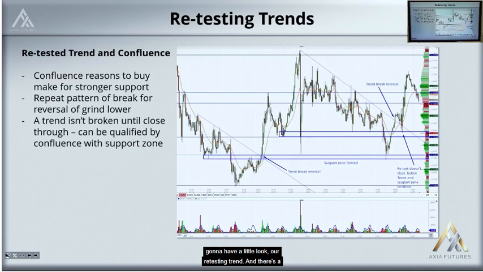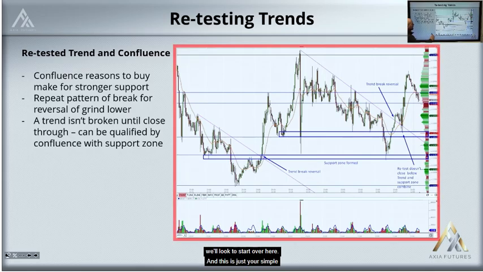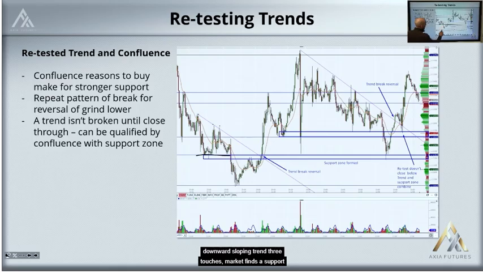So let's go and have a little look at a retesting trend. There's a very similar situation here to the one that we looked at a little moment ago, the first example of the pound against the dollar, this time the euro against the dollar. So we'll look to start with over here. And this is just your simple trend break reversal. You've got the downward sloping trend, 3 touches, market finds a support, accelerates lower, fails to continue. The support becomes resistance, the resistance breaks, the trend breaks, the acceleration comes. So classic trend break acceleration move.